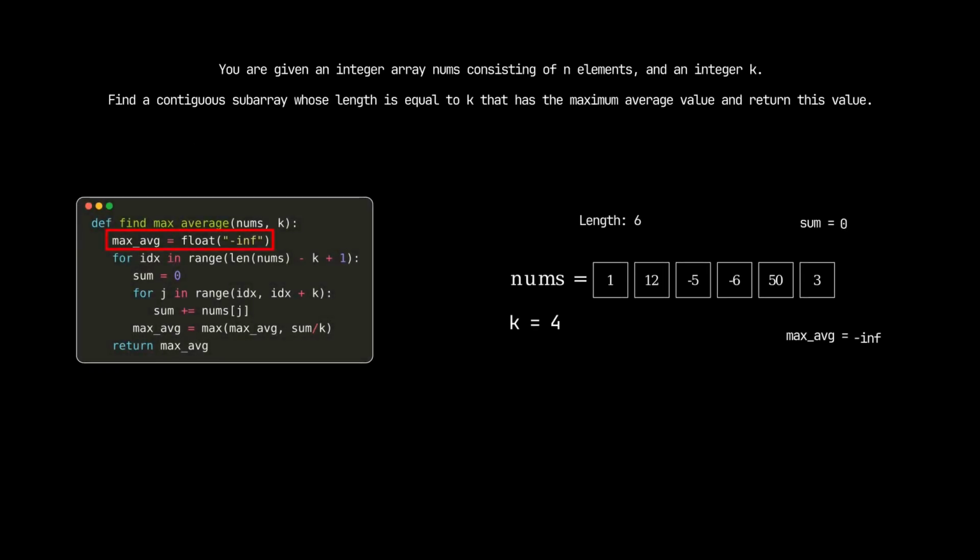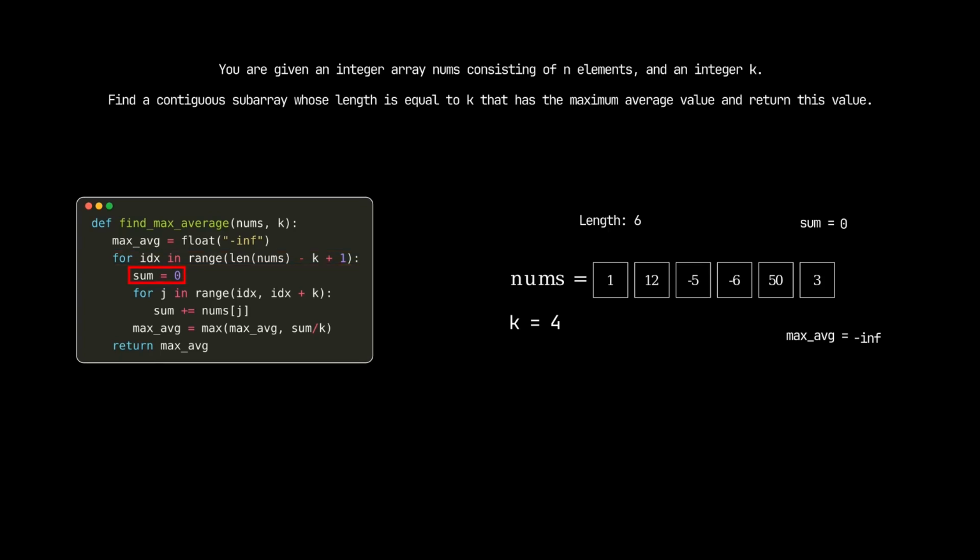Okay, so first we initialize max average with negative infinity. This is because we can have negative average values, which won't work if we set it to 0, because we will get the max value between max average and the sum divided by k, which will result in a 0 if sum divided by k equals a negative value. Now we go through the array length minus k plus 1. I'll tell you why in a second.